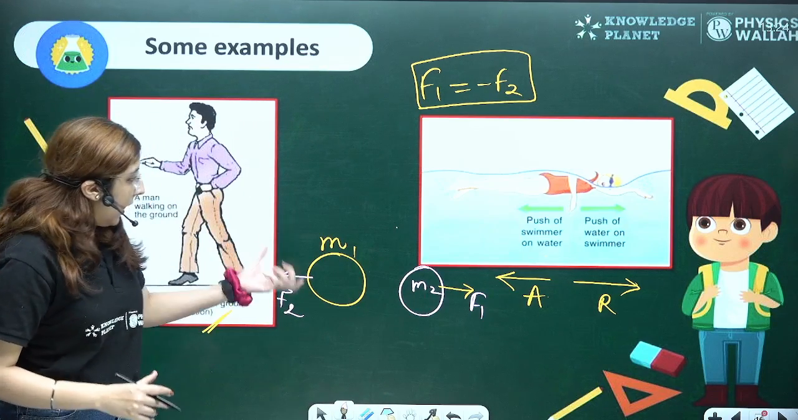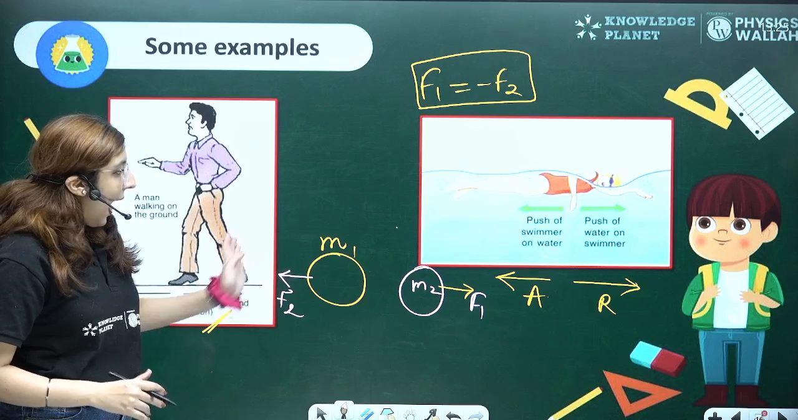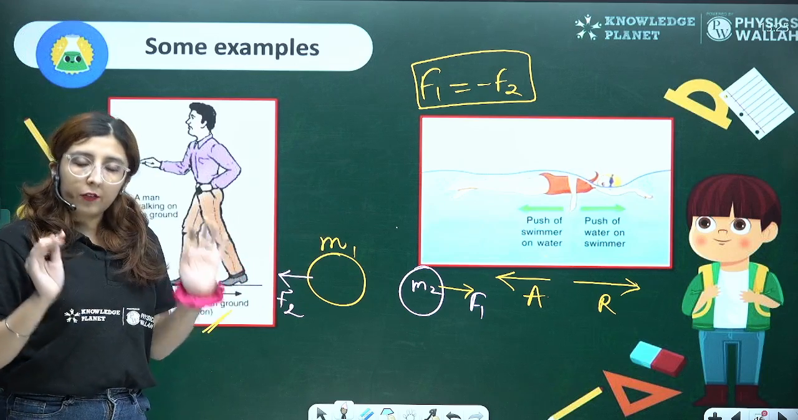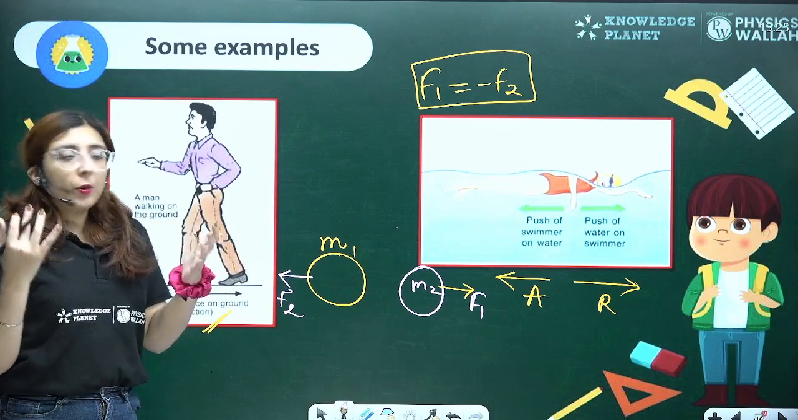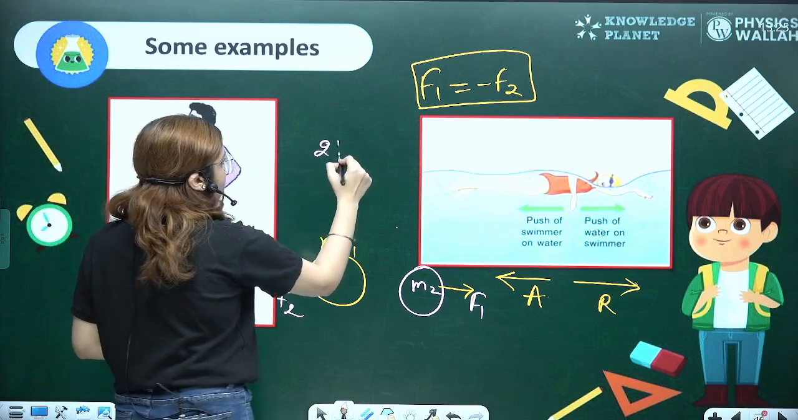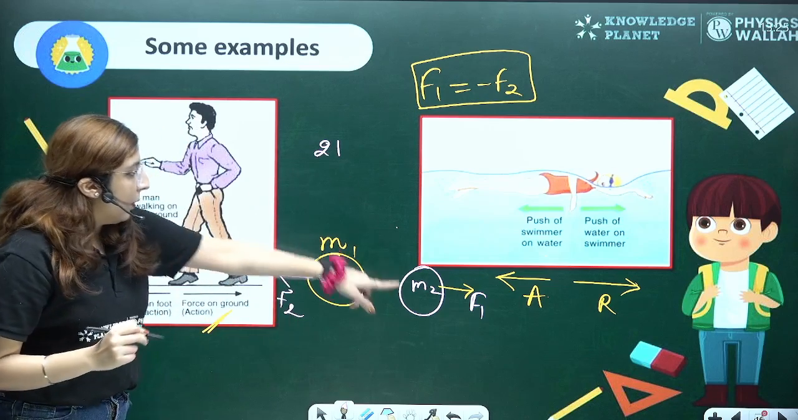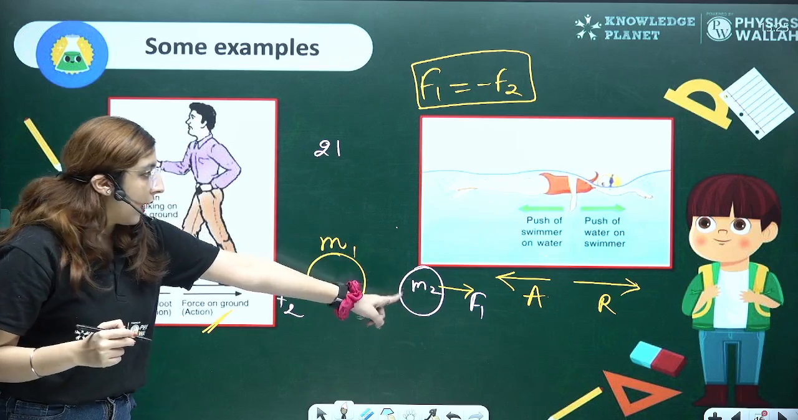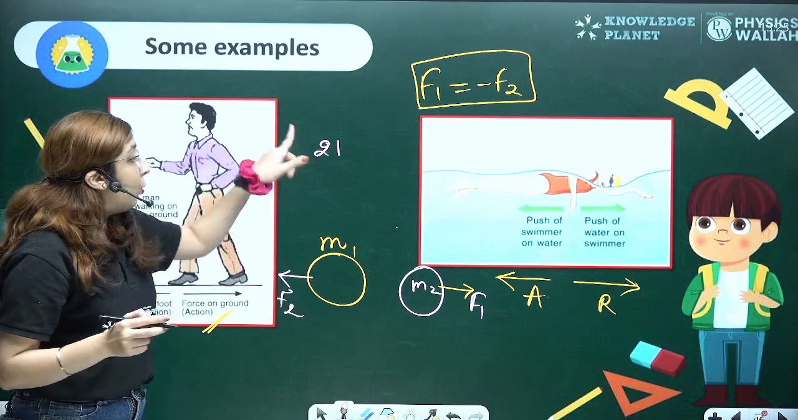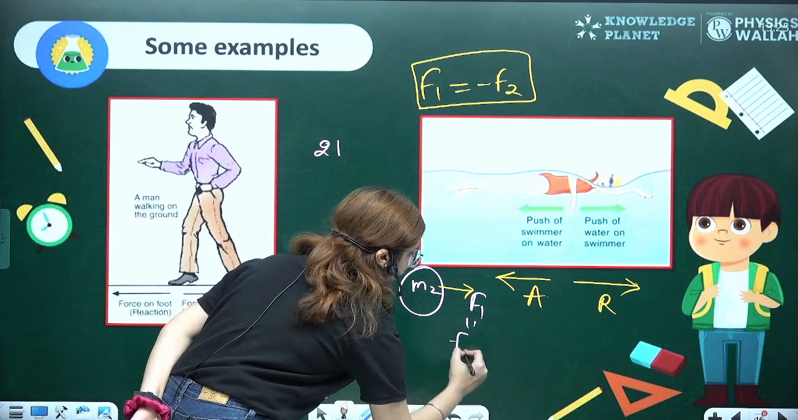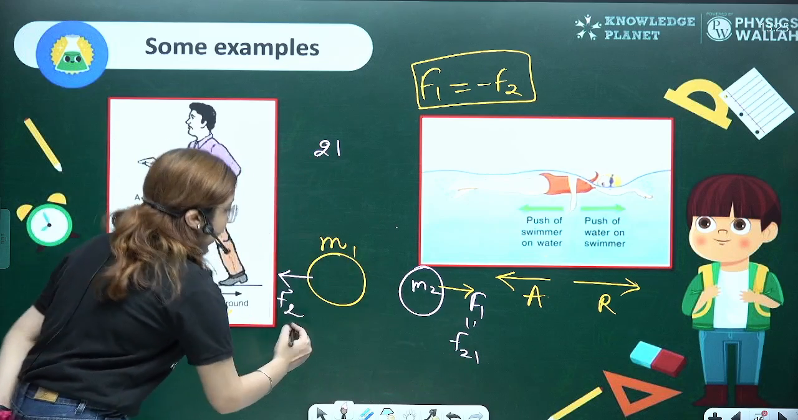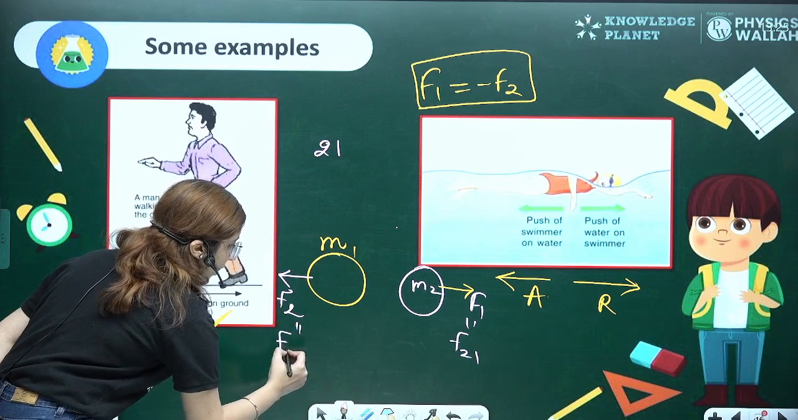Okay, so here you can certainly see action with reaction. Over here, also, don't get confused. If in place of F1 you see it written as 2, 1, that means force on 2 due to 1, and it will be force on 1 due to 2.